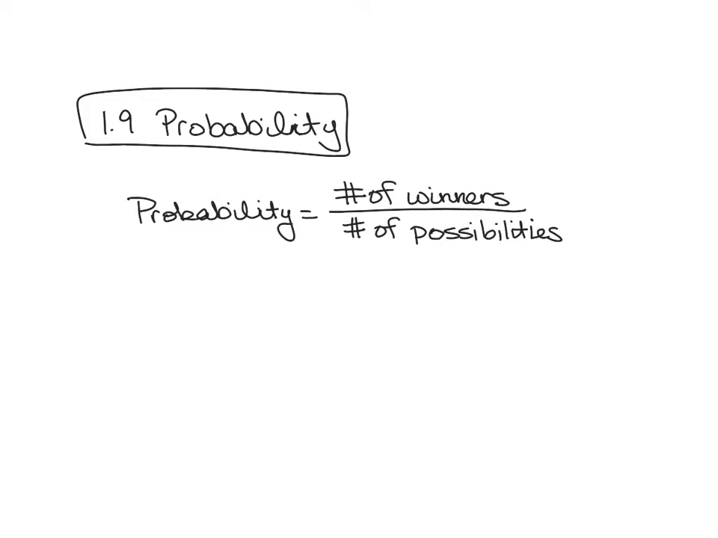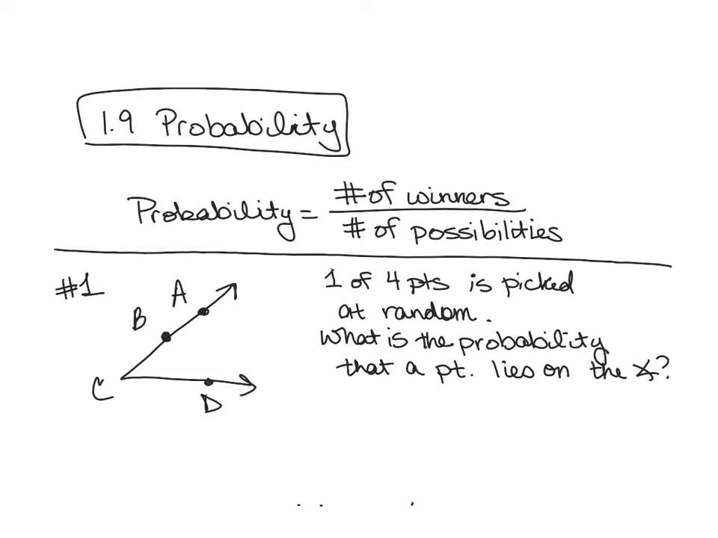So let's look at problem 1. Problem 1 asks, one of 4 points is picked at random. What is the probability that a point lies on the angle? So the first thing we're going to do is list all of the possibilities. So we have point A, a possible point that we would pick at random. Point B would be a possible point picked at random. It could be C, or it could be D.